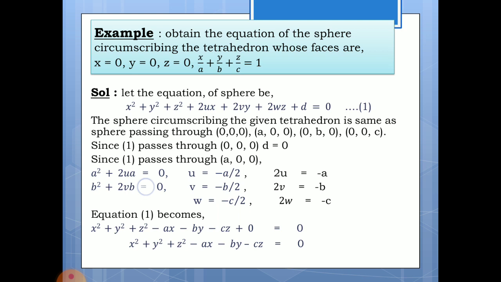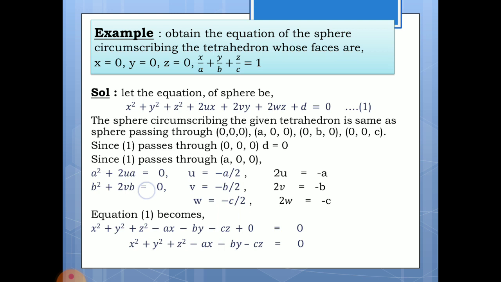These are the equations of 3 faces. And the point which lies on the face z equal to 0 is a, 0, 0. On the other face it is 0, b, 0, and on the face x is equal to 0 it is 0, 0, c. We shall assume that the general equation of the sphere is x square plus y square plus z square plus 2ux plus 2vy plus 2wz plus d equal to 0. And then we shall put these values.